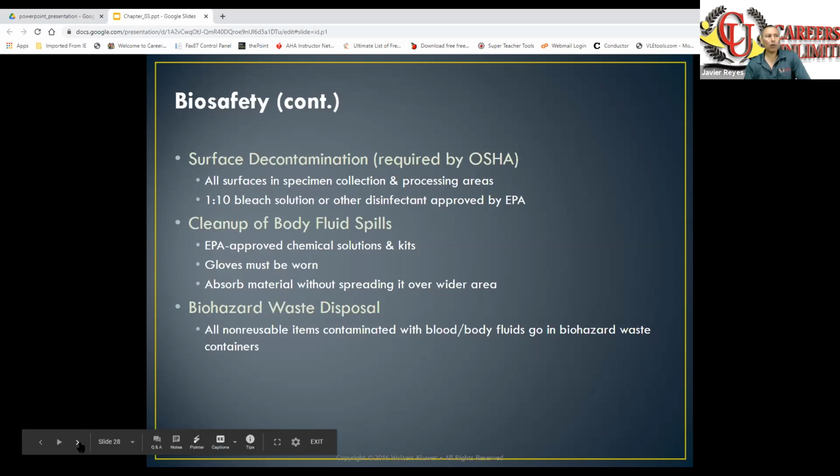We're going to dispose of biohazards, okay? Everything that is non-reusable, single use, like your needles and all that kind of stuff, okay, has to go in the biohazard sharps container. Again, only sharps. Do not dispose of gauzes and things like that in the sharps container. They don't go there, okay? That is only for sharps.